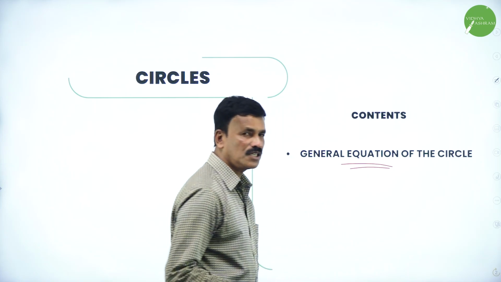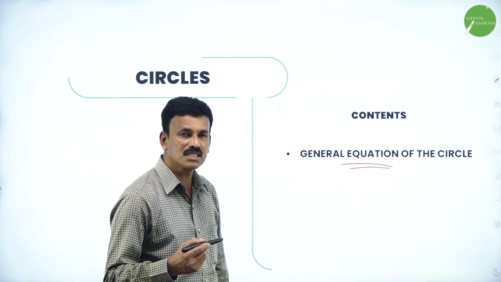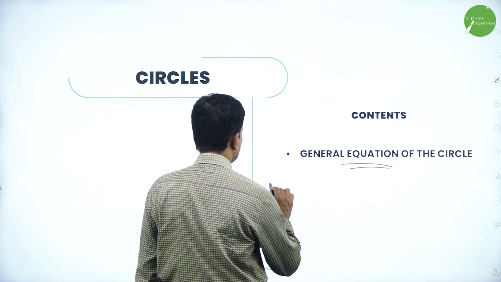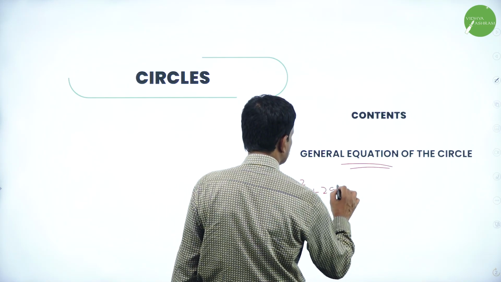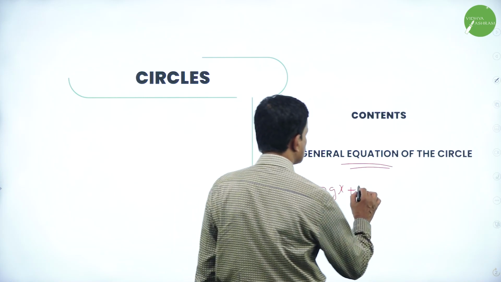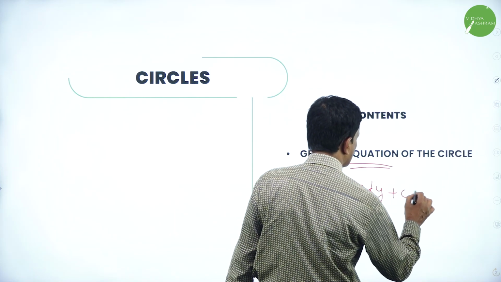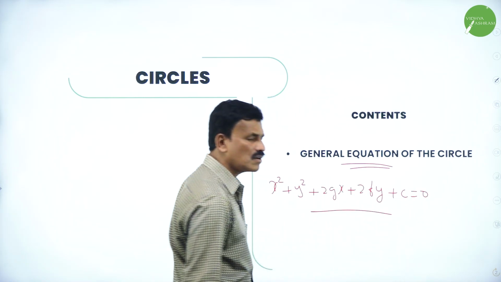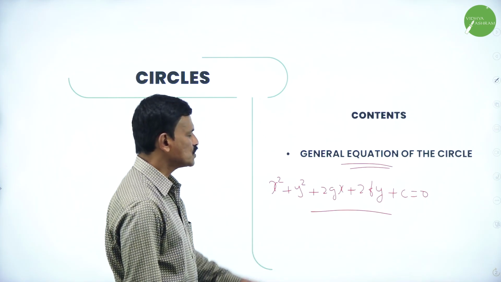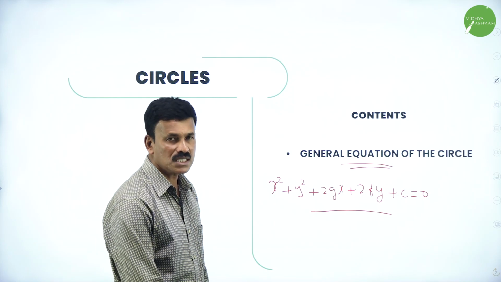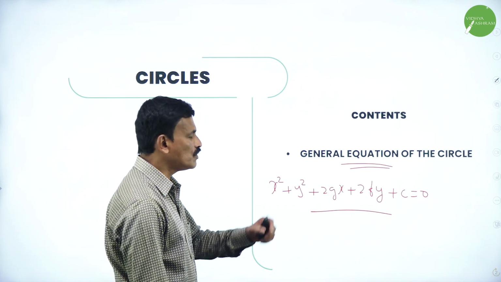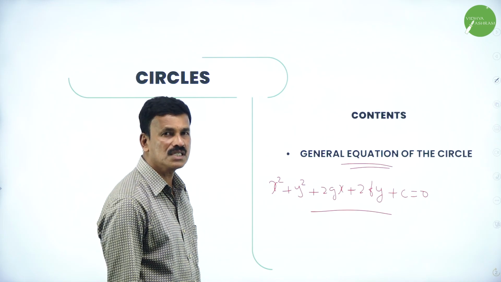So the general equation of the circle, as we observed in the previous classes, is an equation of the form x square plus y square plus coefficient of x, that is 2gx, plus coefficient of y, 2fy, plus c is equal to 0, which is called the general equation of a circle. So x square plus y square plus 2gx plus 2fy plus c is equal to 0 is the general equation of a circle. Now how to find the radius and center for this circle?